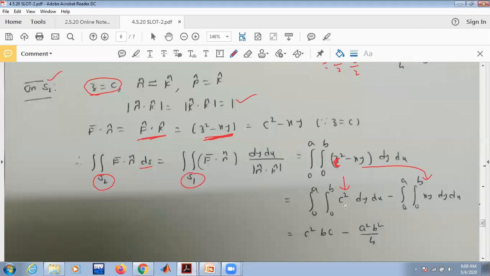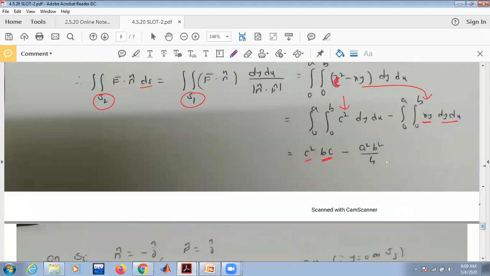Okay. So c square integration, c square is constant outside. Double integral 1 gives the area. Area of the rectangle is bc. And when you integrate xy with respect to x and y and substitute the limits, you will get a square b square by 4. That is the second integral.